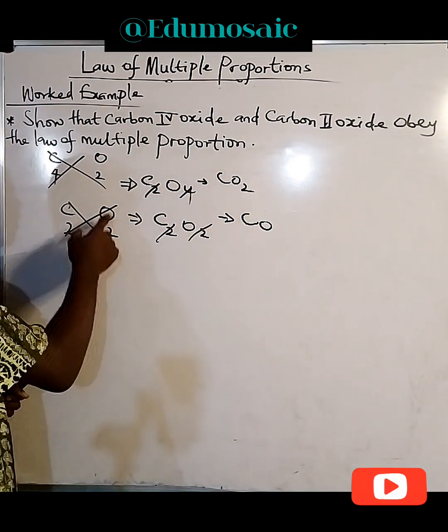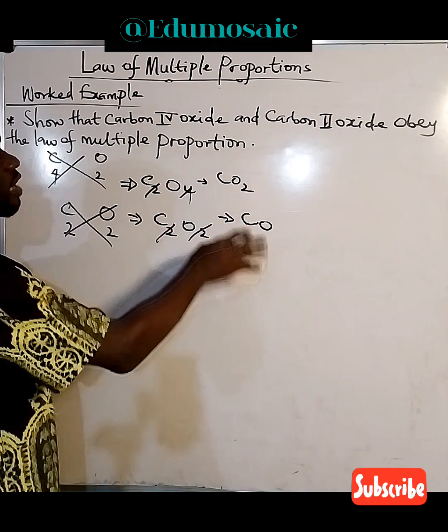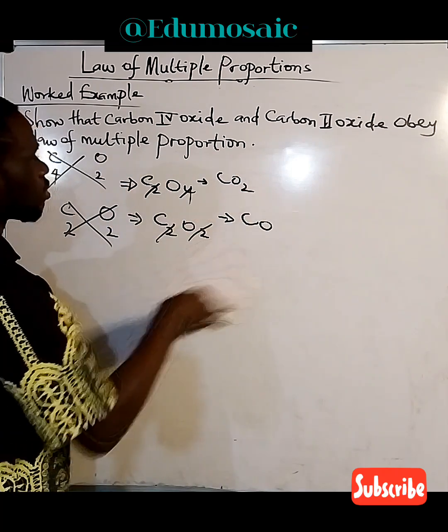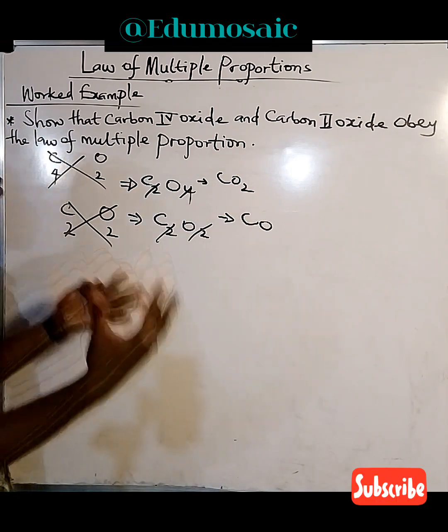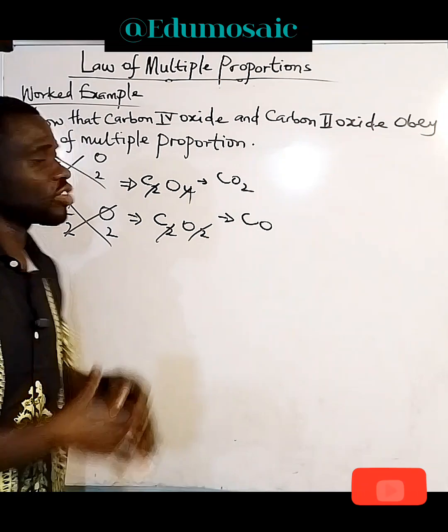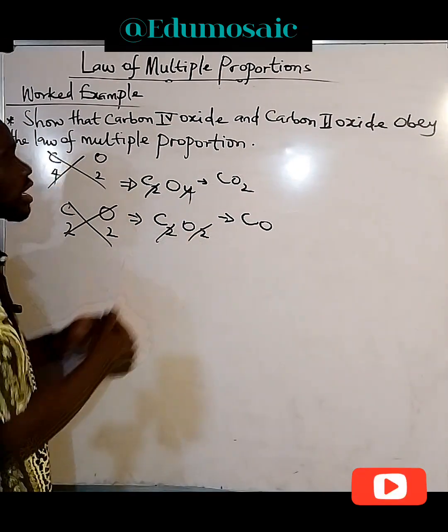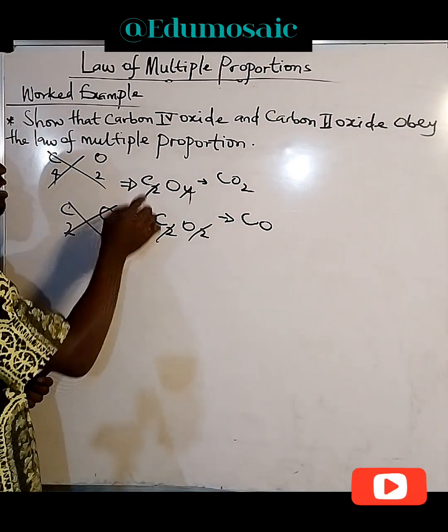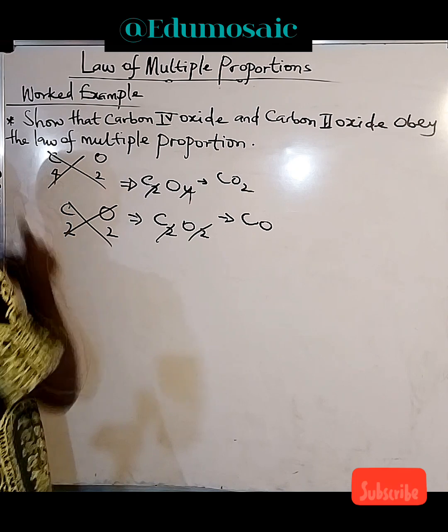Now, the first compound we have is carbon 4 oxide, which is different from carbon 2 oxide. They are entirely two different compounds. But carbon and oxygen play huge roles in the derivation of these two chemical compounds. The very first one is carbon 4. The next one is carbon 2.